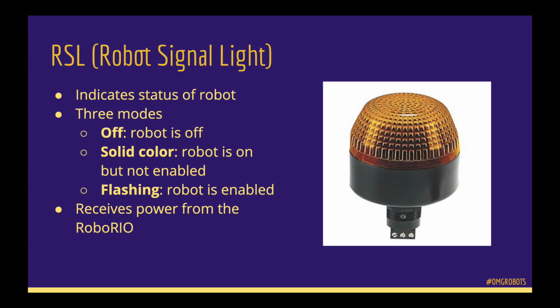Finally, the RSL, or robot signal light, is a light that is mounted on the robot and used to signify the robot's status. If it is on and blinking, the robot is on and enabled. If it is on without blinking, the robot is on and disabled, and if it is off, either the robot is off or the Roborio or RSL is not wired properly and not powered.